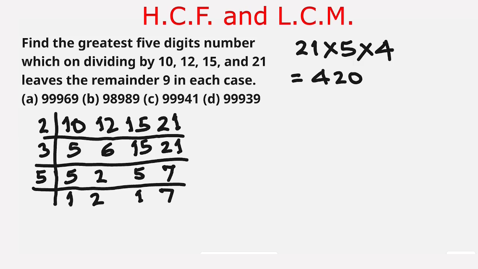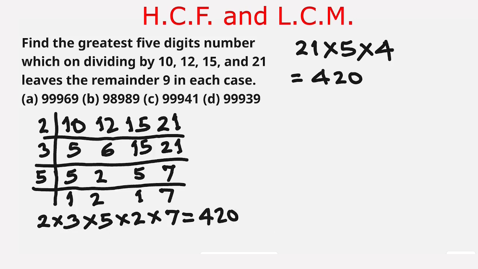Now our LCM is 2 multiplied by 3 multiplied by 5 multiplied by 2 multiplied by 7 equal to 7 times 2 is 14. 14 times 5 is 70. 70 times 3 is 210. 210 times 2 is 420. This way we can find the LCM by common division method.